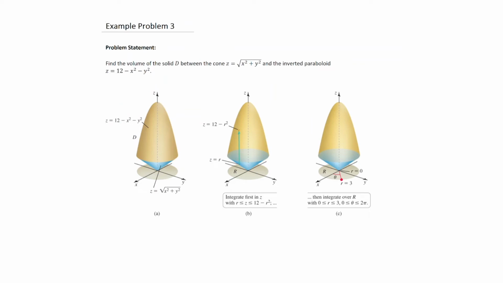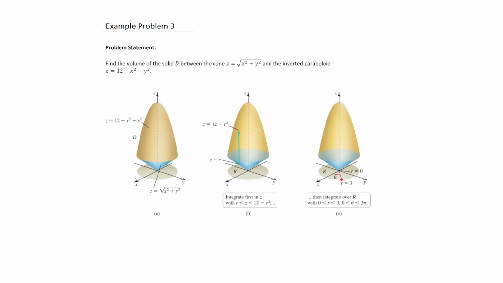All right, third problem. Let's find the volume of the solid between the cone z equals square root of x squared plus y squared and the inverted paraboloid z equals 12 minus x squared minus y squared. Now in this example, we've given the information in Cartesian coordinates, so we're going to have to transform these equations into cylindrical coordinates. That'll be part of the problem.